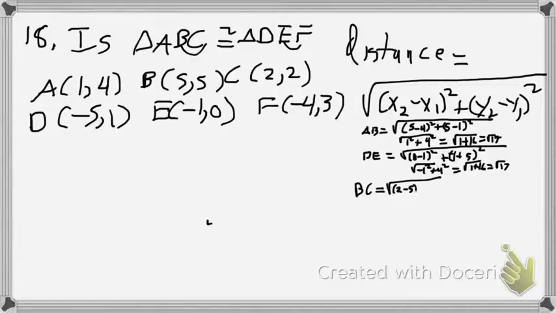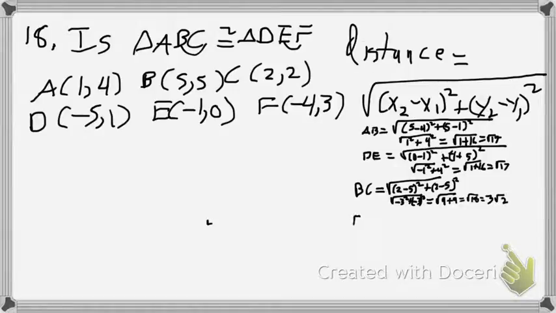So BC, we're going to start with 2 minus 5 squared plus 2 minus 5 squared. That's going to give us negative 3 squared plus negative 3 squared. We square negative 3, get 9 plus 9. That gives us the square root of 18, or 2 times 9, square root of 2 times square root of 9. That's going to give us 3 square roots of 2. I got that backwards, so let's fix that. Three square roots of 2.